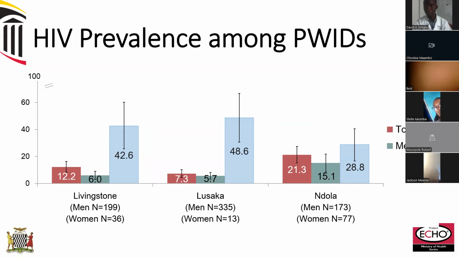In terms of HIV prevalence, we see that the majority of the PWIDs affected with HIV were coming from Lusaka, and the prevalence ranged from as low as 5 to somewhere up to 48%.